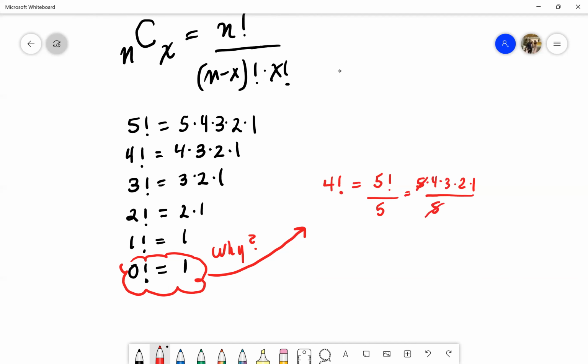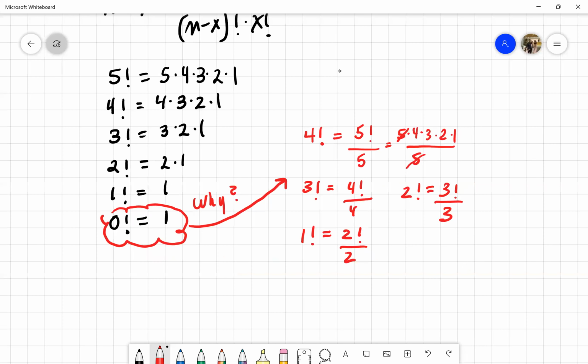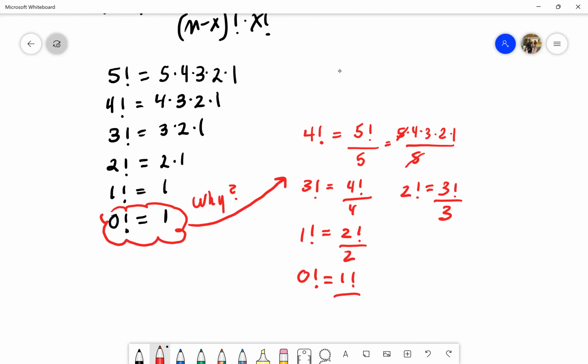Okay, so now let's do 3 factorial. Shouldn't 3 factorial be 4 factorial divided by 4? Does everybody see why 4 factorial divided by 4 is just 3 factorial? Good. How about 2 factorial? Shouldn't it be 3 factorial divided by 3? How about 1 factorial? Wouldn't 1 factorial be 2 factorial divided by 2? And shouldn't 0 factorial be 1 factorial divided by 1? In order for our math not to break down, we have to allow that to be true. And therefore, we must understand that 0 factorial is 1.